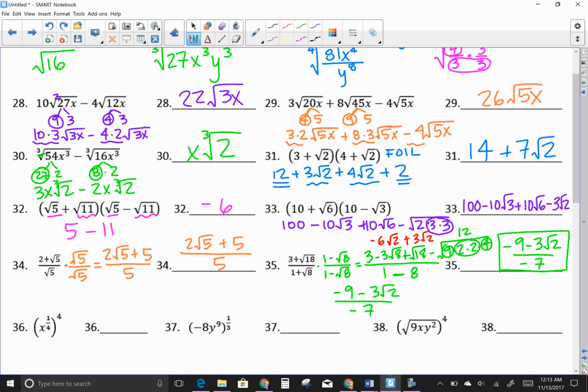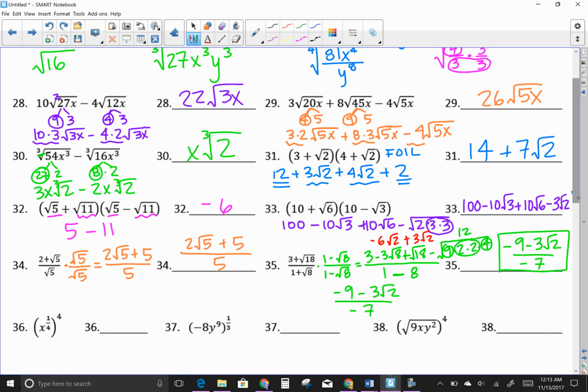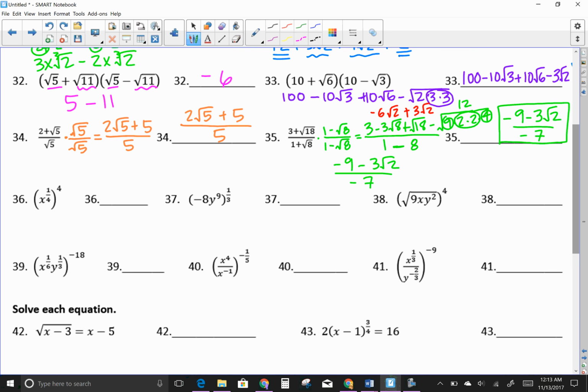Okay, almost done here. We have some rational exponents, okay? When you raise a power to a power, you multiply those exponents. So 1/4 times 4 over 1 is 1. So the answer is just x.